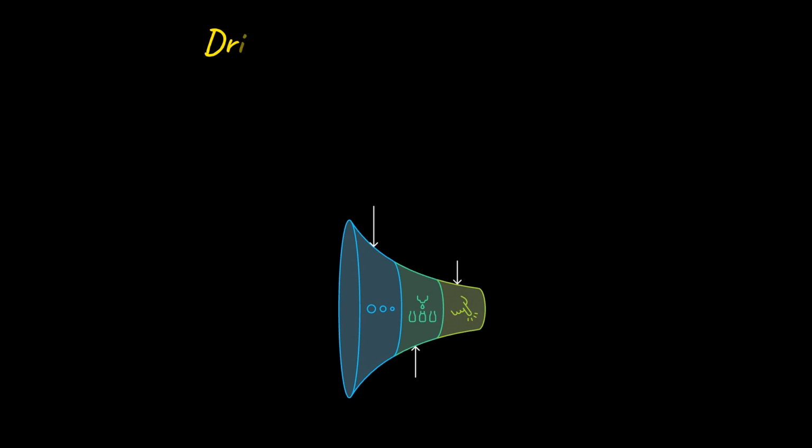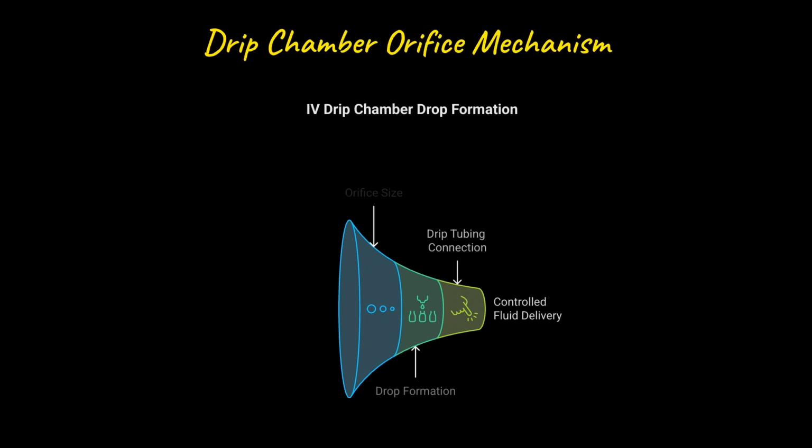The mechanism is purely mechanical. Each tubing set has a precisely engineered orifice in the drip chamber. Macro drip sets have a larger orifice, producing bigger drops, while micro drip sets have a smaller orifice, producing many tiny drops. The manufacturer measures the resulting drop volume and prints the drop factor on the package.